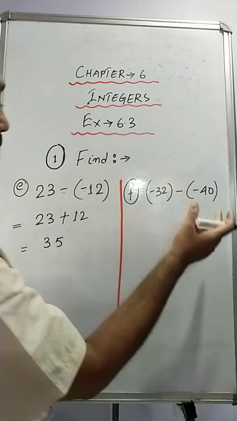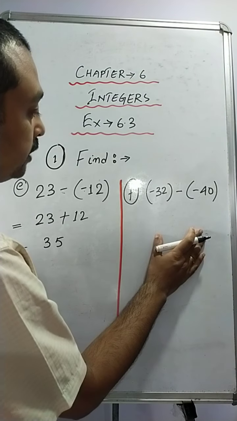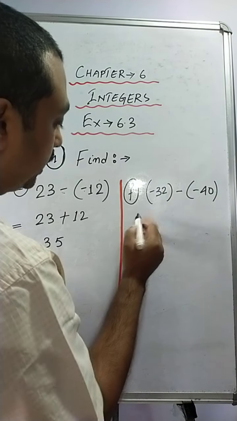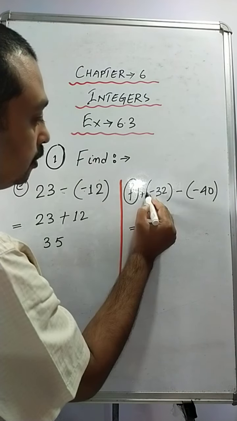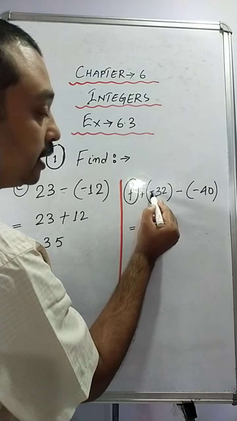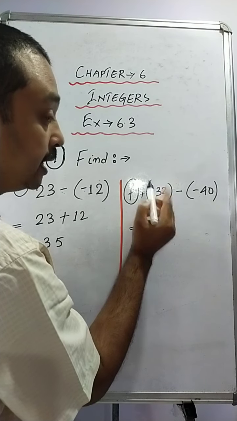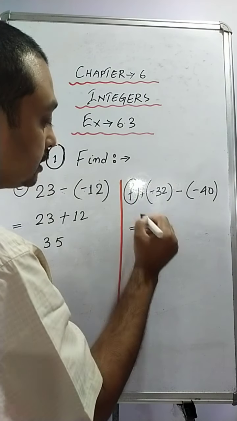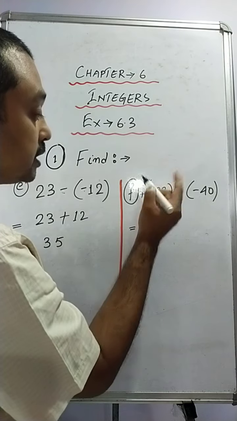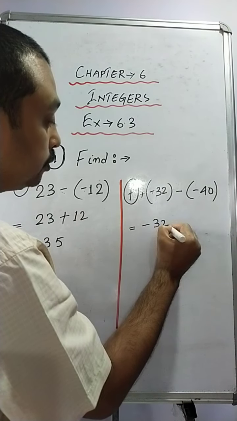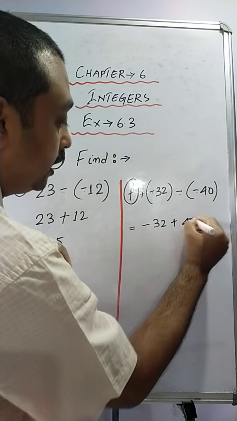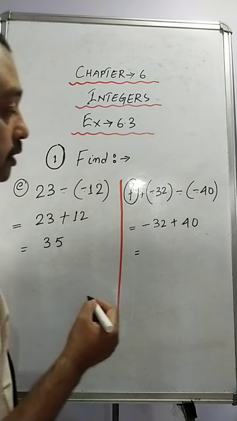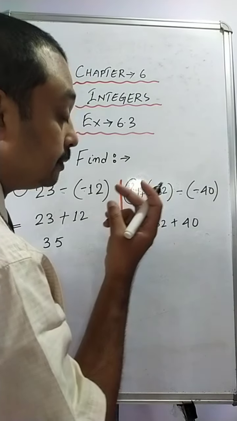Now let's move on to sum number F, which is the last sum of question number 1. Again we have to open the bracket, students. Now this bracket is carrying a plus sign outside the bracket. So how to open? We have to multiply these two signs. So plus minus is what? Minus. So we have to write the product here. So minus plus is what? Minus 32. Minus minus is what? Plus 40.